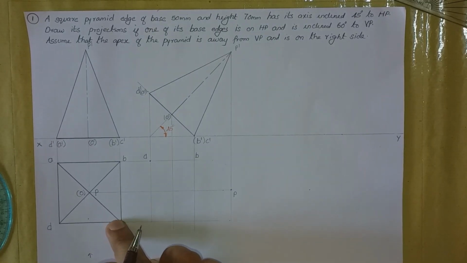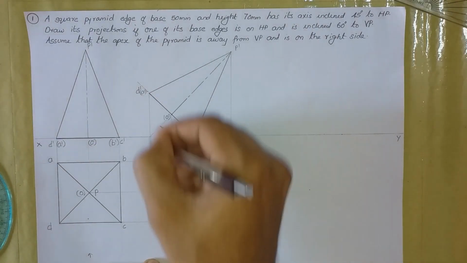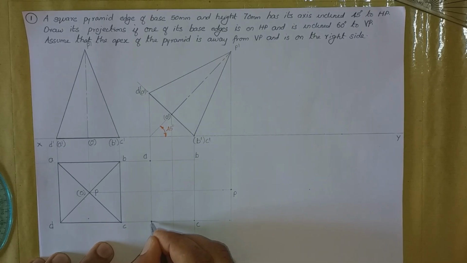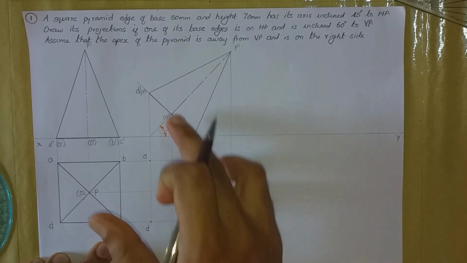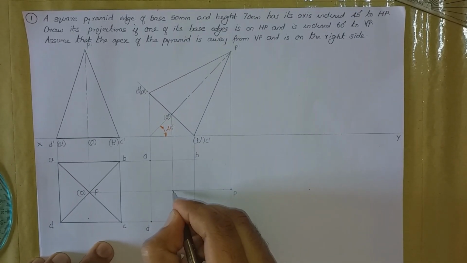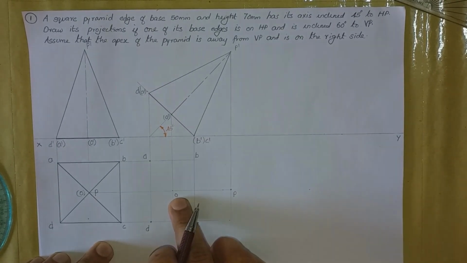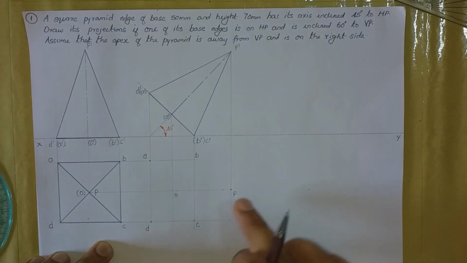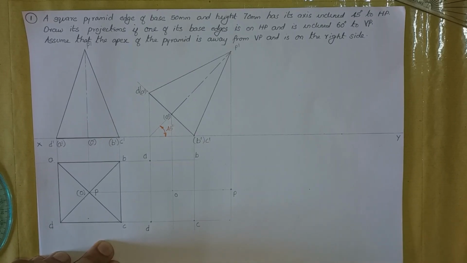This is the projector of C and this is the projector of C. So the meeting point will be C. Likewise, D is also marked. Let us mark the center of the base, O and O. So this will be the center of the base. Apart from the center of the base, all others are corners. A, B, C, D and P are corners. So after obtaining these points, the first step is to draw the outline.